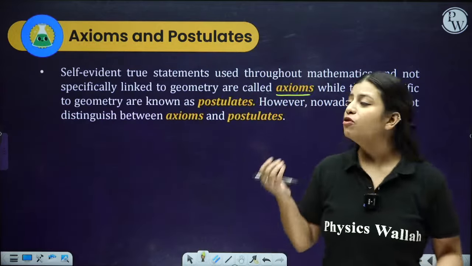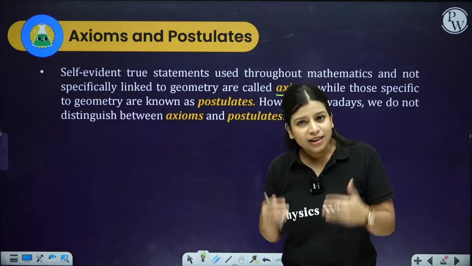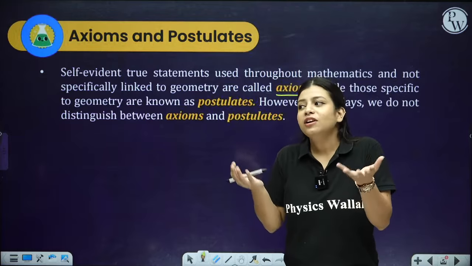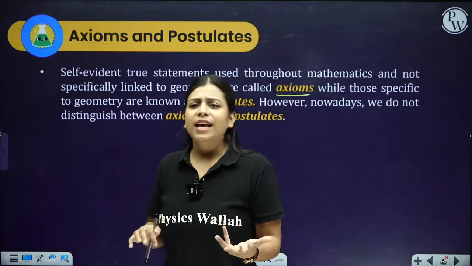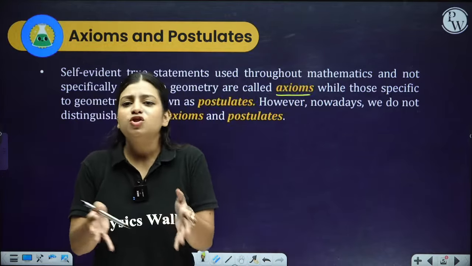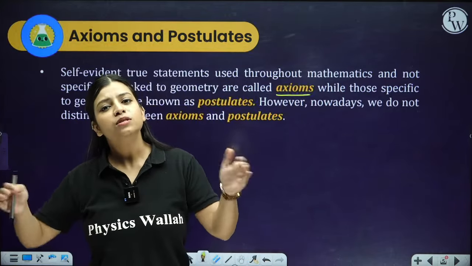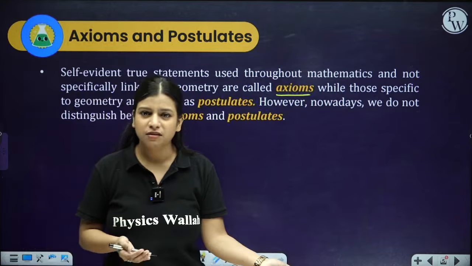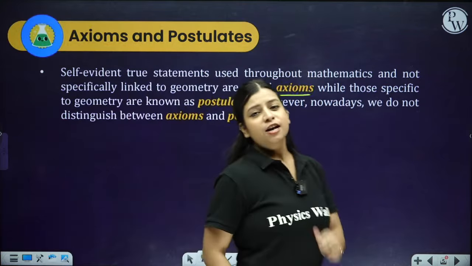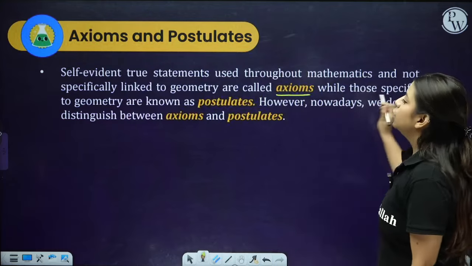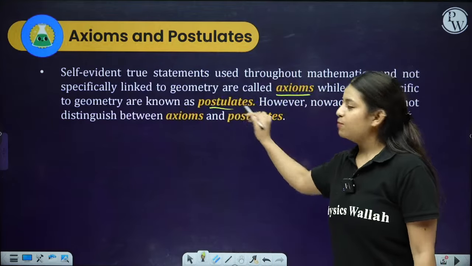So the self-evident statement, which does not require any evidence to prove itself, is known as an axiom. And axioms are not only limited to your geometry part. They can be used in all the other parts of maths, arithmetic, advanced maths, trigonometry, any other chapter, right? So those are axioms, while those specific to geometry are known as postulates.